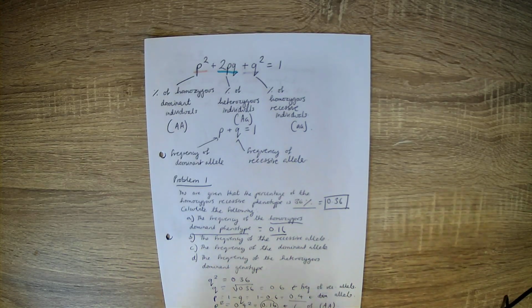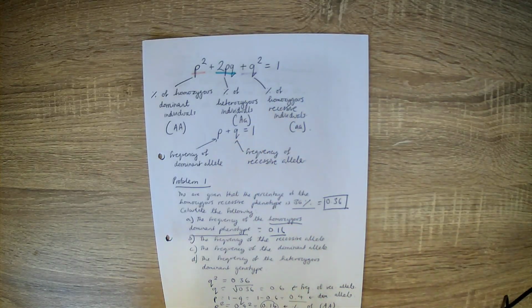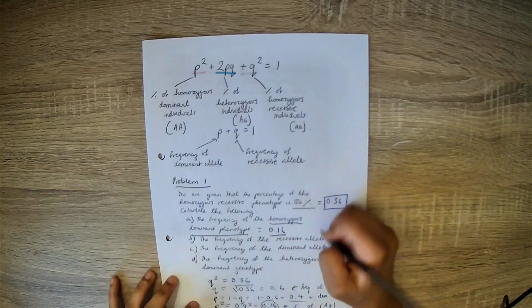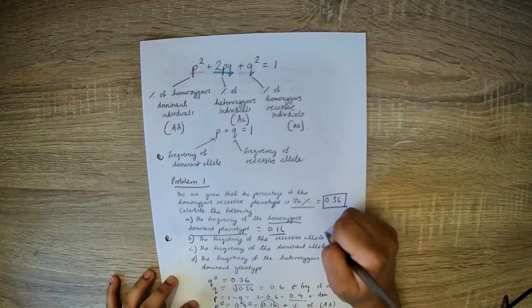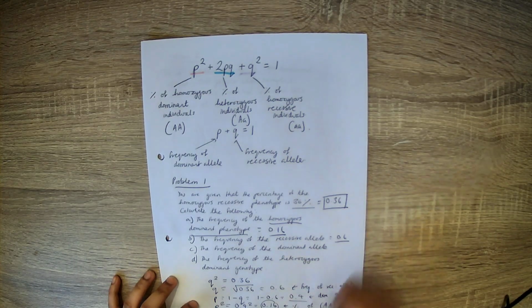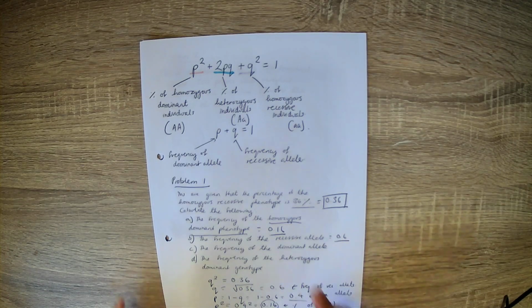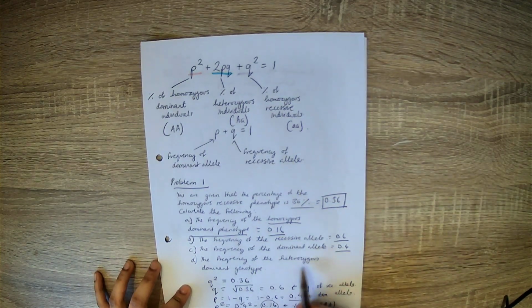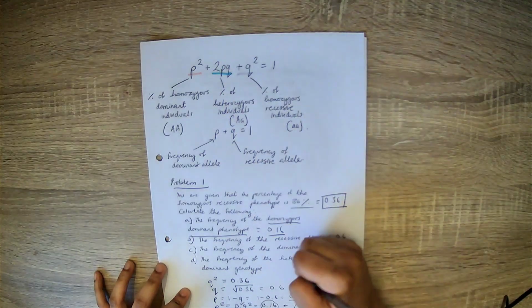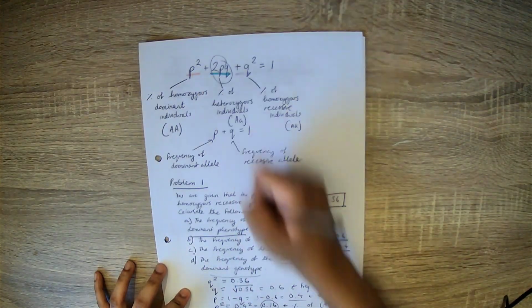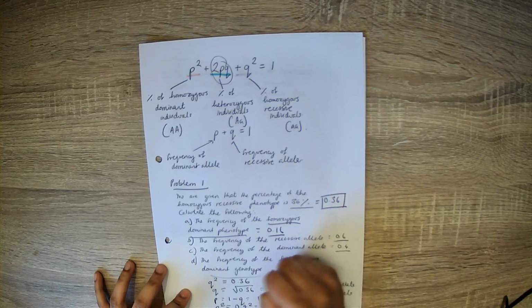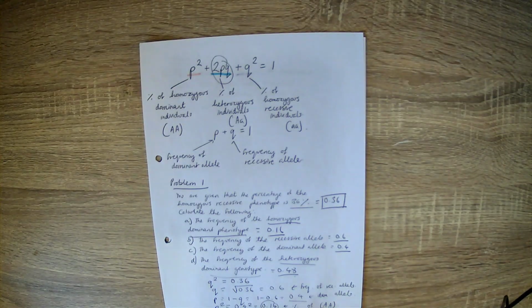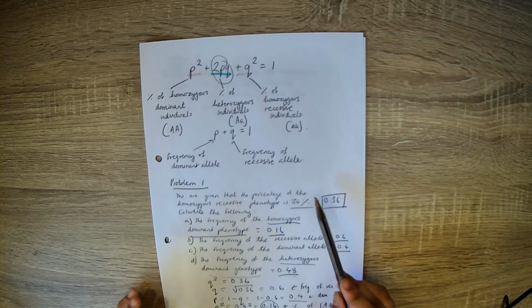Now remember, the frequencies are just the letters by themselves, and in this case I've given q the identity of the recessive allele. So q, we've already worked out, is 0.6. Now dominant, well I said that was p, and we worked out p to be 0.4. And how about the heterozygous dominant genotype? Remember, genotypes are the products, and the heterozygous is this one, 2pq, which we've already worked out to be 0.48.